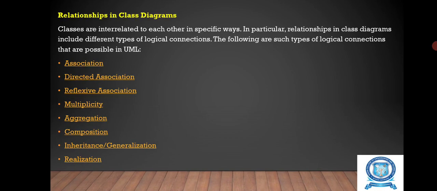The relationships in the class diagram: classes are interrelated with each other in specific ways. In particular, the relationships of the class diagram can be of different types of logical connections. These are association, directed association, reflexive association, multiplicity, aggregation, composition, inheritance or generalization, and realization.